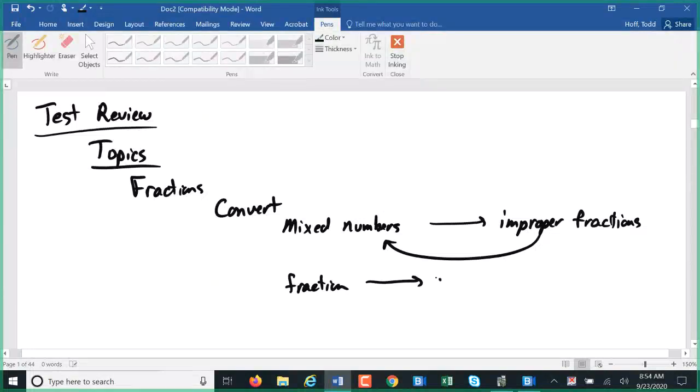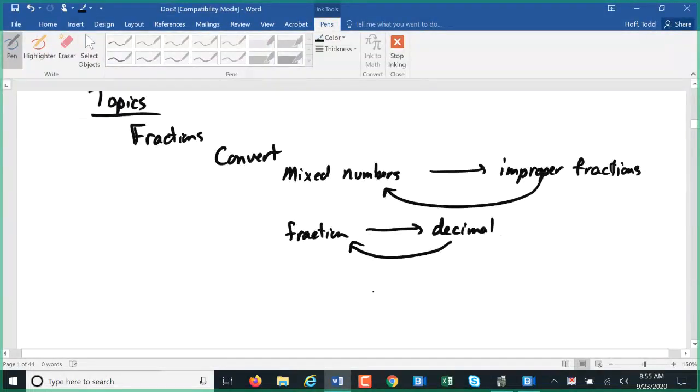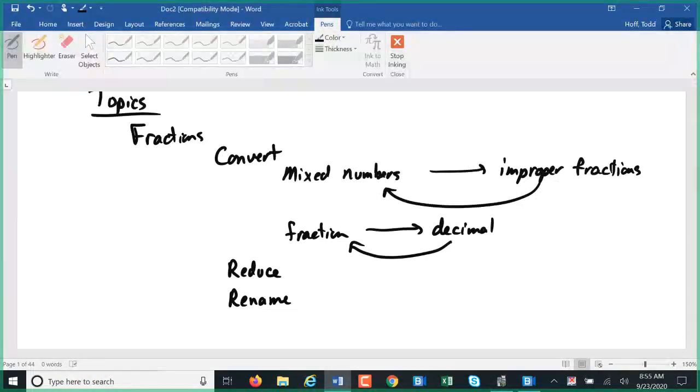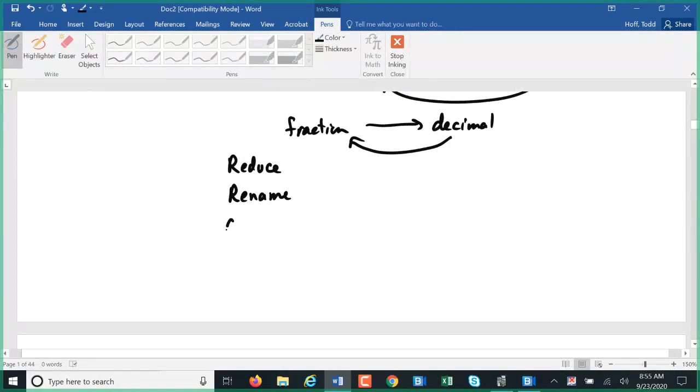You need to be able to convert from a fraction to a decimal, and back again. You need to be able to reduce a fraction, and you need to be able to rename a fraction. If I give you 3/4 and I ask you how many 20ths is that, you need to be able to do that change, to make that name change. And then, of course, operations with fractions. Add, subtract, multiply, divide fractions and mixed numbers, of course.